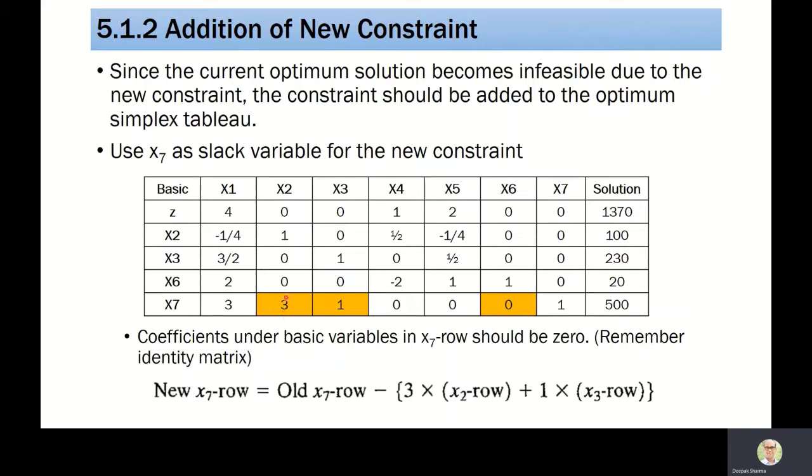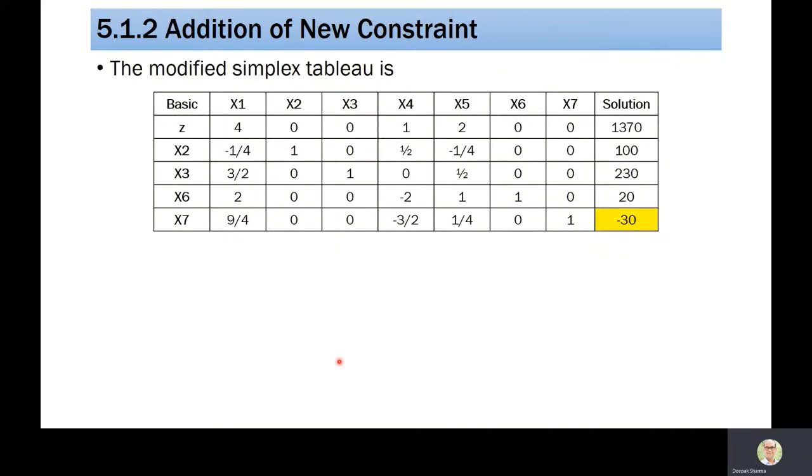Now, since we have to make these coefficients 0 to make sure that we get the coefficients of the identity matrix under all basic variables, we have to perform some row operations. How can we do these row operations? New x7 row is equal to old x7 row minus 3 times the x2 row, minus 1 times the x3 row. If we do this, we get the new simplex table, and now you can see this is the modified table.